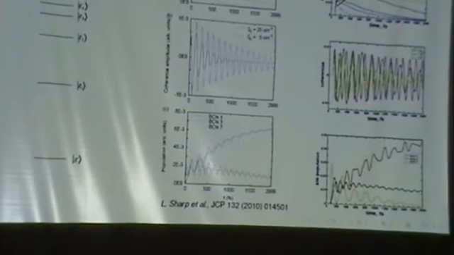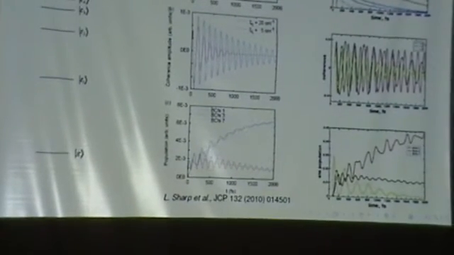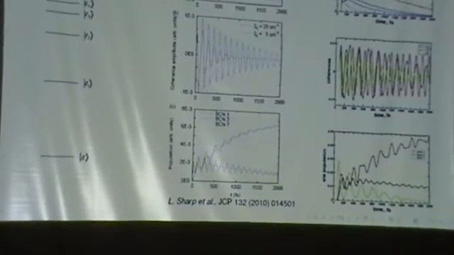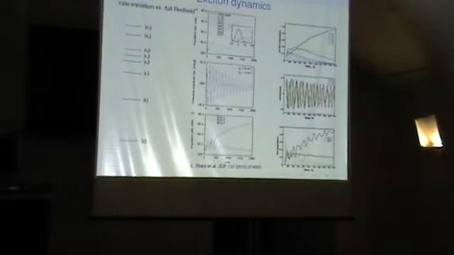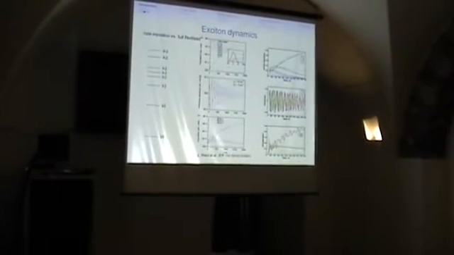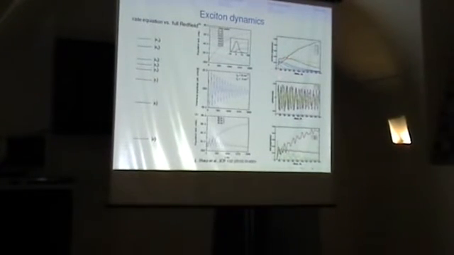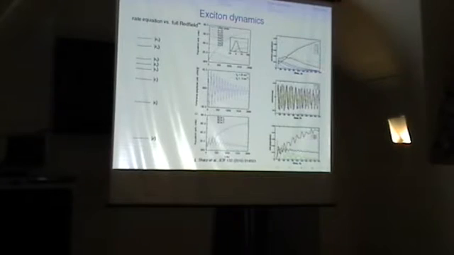Now we can do the full Redfield treatment to describe the same dynamics. That means we now also have the coupling between populations and coherences. You see down here the populations in the exciton basis, so the diagonal terms of the density matrix. Actually, the general behavior is very much alike: the rate at which you have this energy transfer, and this intermediate state gets populated, are very similar, and there are not many differences.